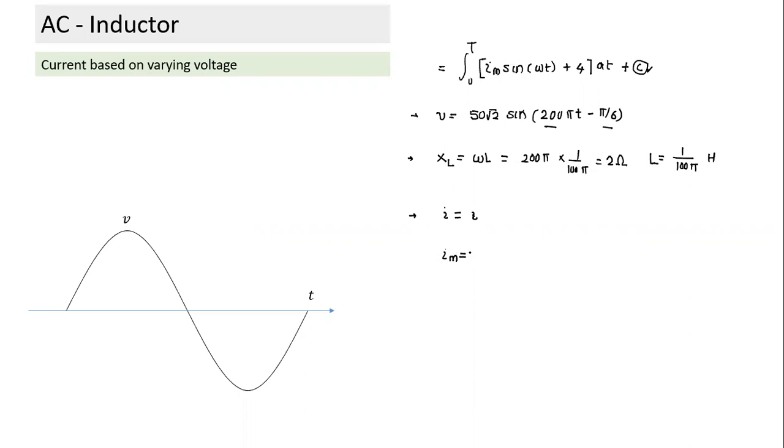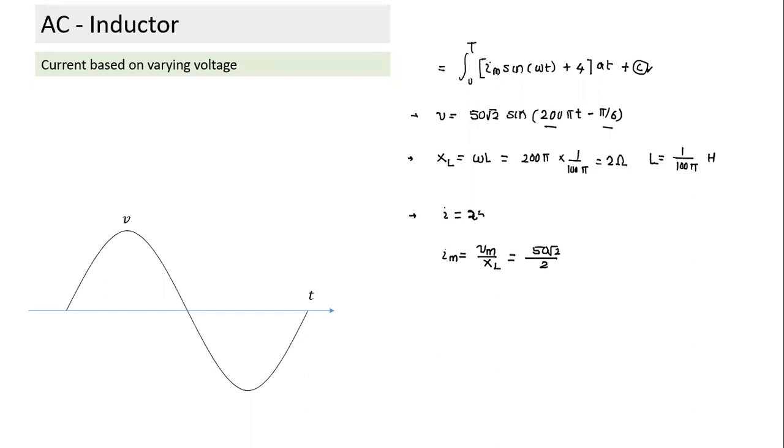There's no concept involved. Some of you keep thinking concept. It's a method now. Once this is okay, a little bit of concept here. What is Im equal to? Im is equal to Vm divided by XL. How much is that equal to? That is equal to 50 root 2 divided by 2. So I can write 25.